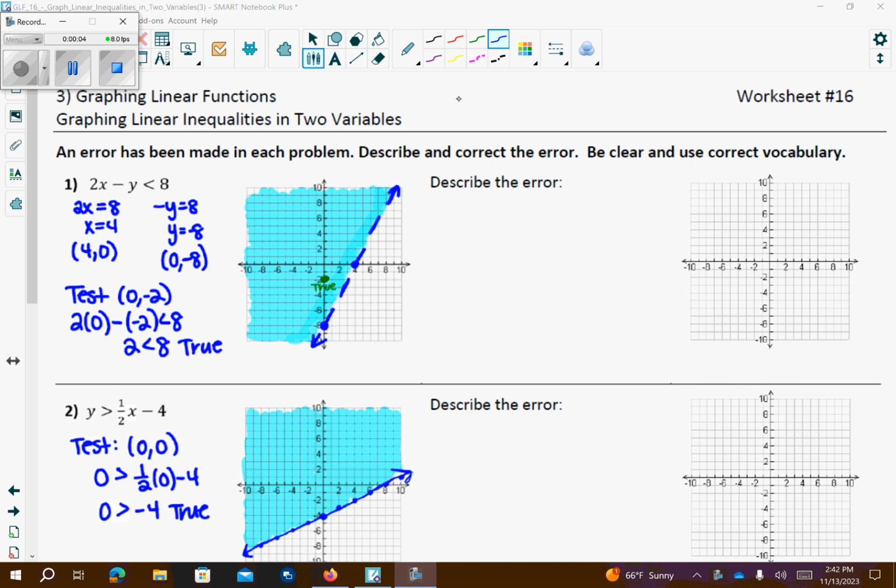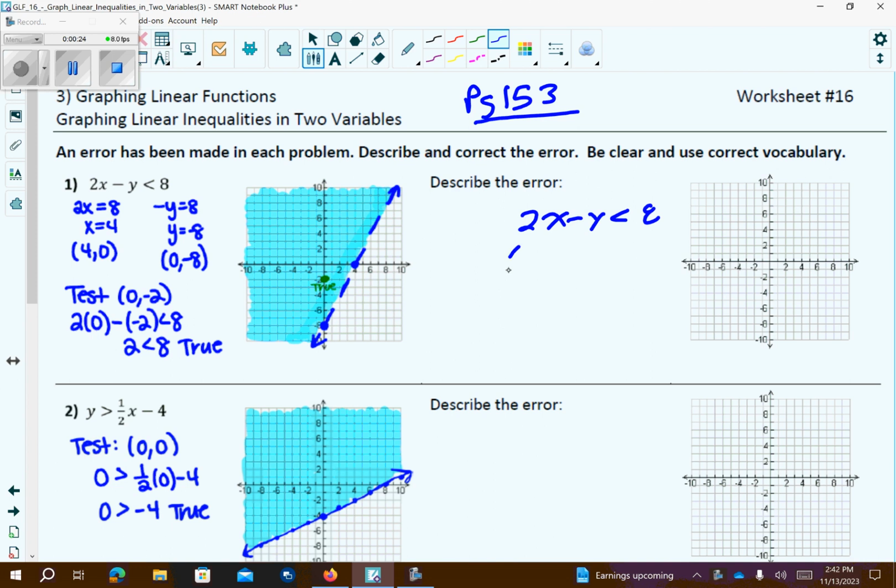Hello, students. This is going to be page 153 we did last night. We want to see what type of error took place. So let's just graph this one over here.